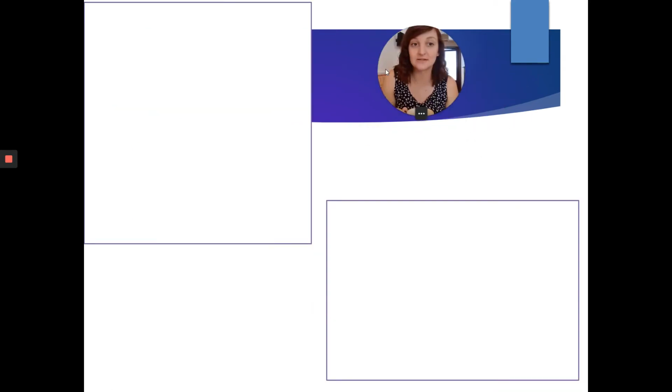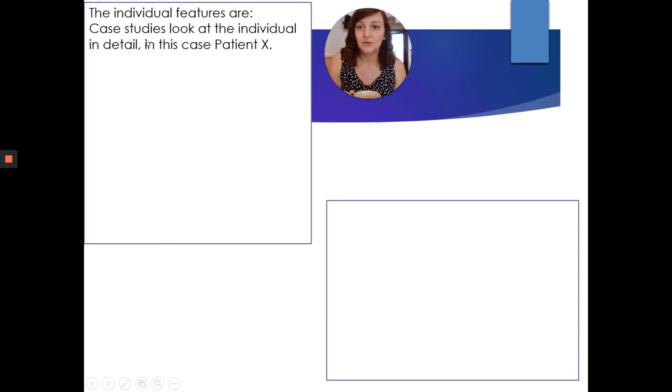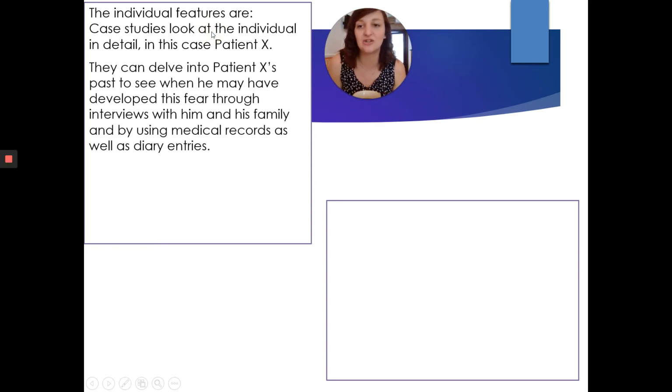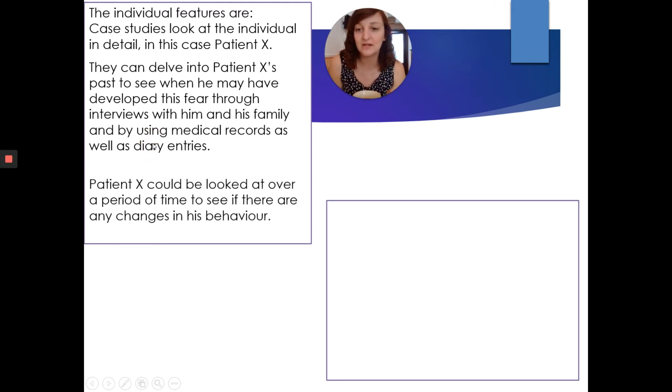And then we've got the answers here. So the individual features are of a case study. Case studies look at the individual in detail. In the case of patient X, they're looking into the past, where his fear developed, through interviews, medical records, as well as diary entries. It could be looked at over a period of time, to see if there are any changes in this behaviour. So a longitudinal case study isn't rare, they're quite common.